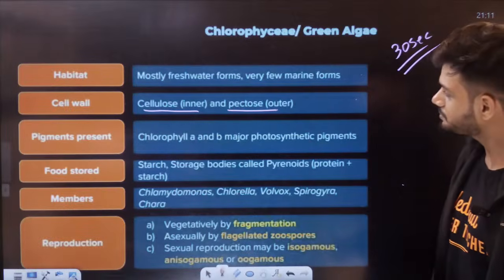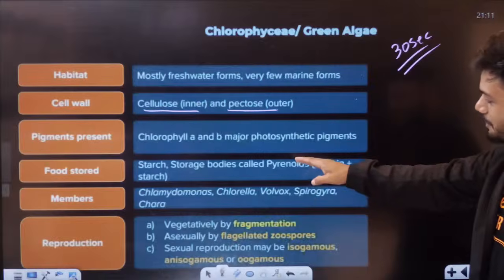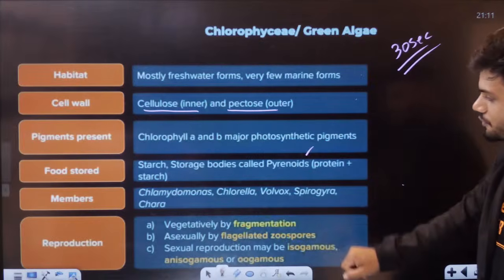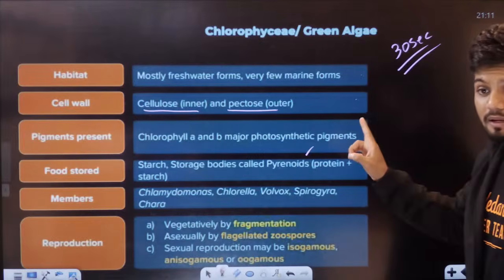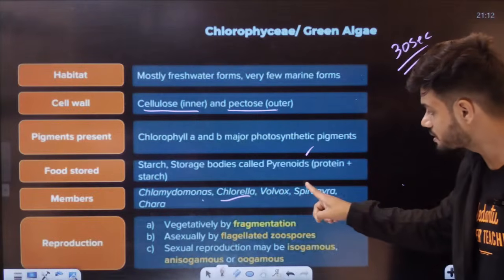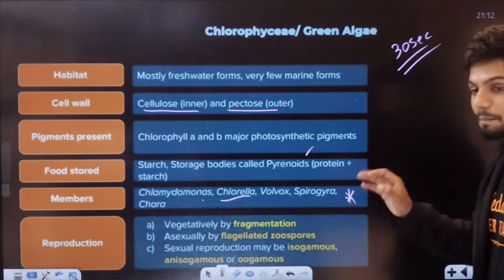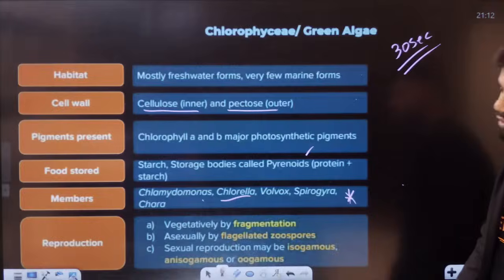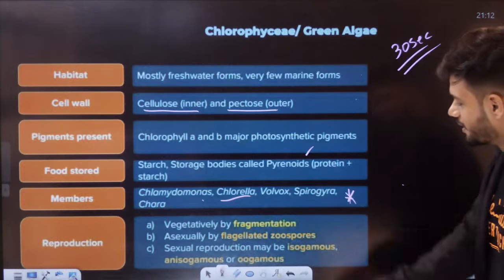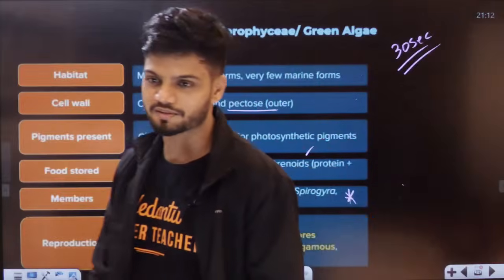Now, students, pigments, all of you know: chlorophyll A, chlorophyll B. Starch is in pyrenoids, protein plus starch, pyrenoids. Students, examples are very important: Chlorella, Chlamydomonas, Volvox, Spirogyra, Chara. Please remember these examples. You'll do good in life. Reproduction, all types of reproduction, students, here.